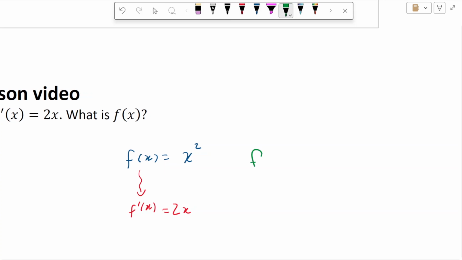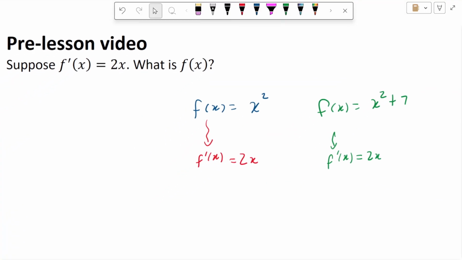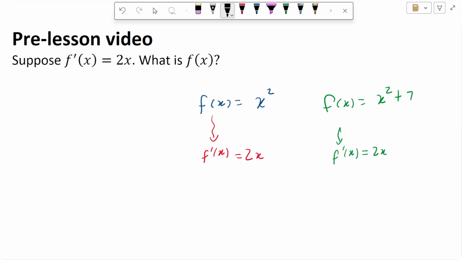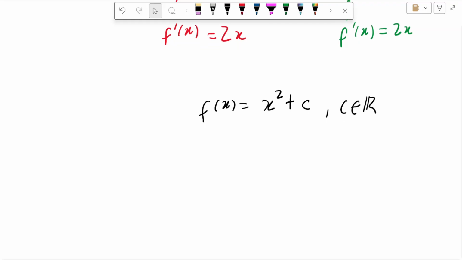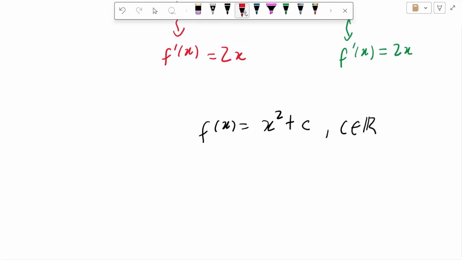But what about f of x equals x squared plus 7? Well, the derivative of that is 2x. So there's another answer. Cool, it could be either of those things. In general, it doesn't matter what number you put on the end. x squared plus c is the general answer. So that is just all the answers that you could possibly have. It's x squared plus any number you want on the end. And as long as you've done that, then the derivative of this thing will just be 2x.